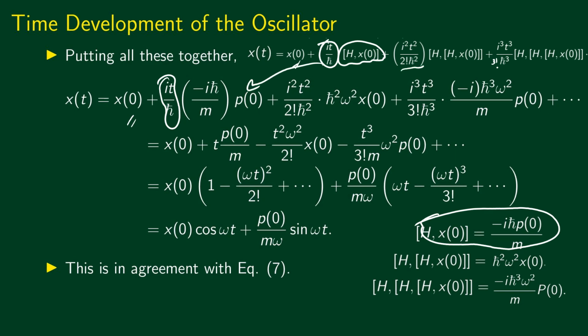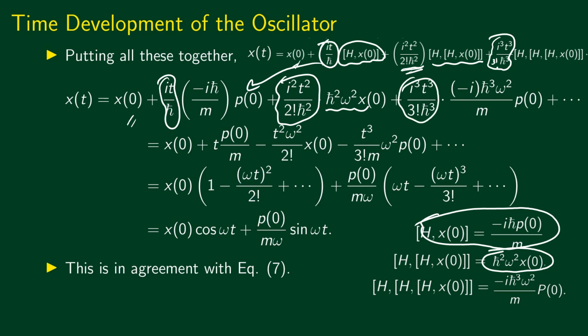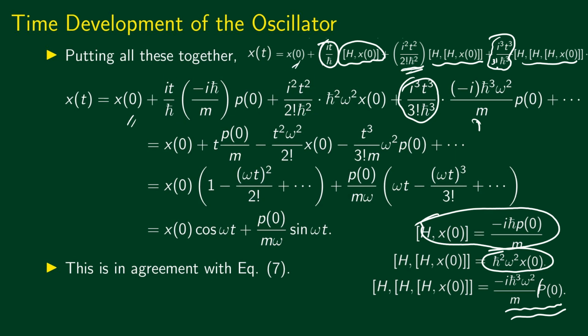And here we have i squared t squared divided by 2 factorial h bar squared, which is this term, multiplying this commutator. And this commutator was h bar squared omega squared multiplying x of 0. So we get the third term here. For the fourth term, we have i cubed t cubed divided by 3 factorial h bar cubed, which is this, multiplying this commutator, which is minus i h bar cubed omega squared divided by m multiplying p of 0. So we just put it in here. Okay, this was just simple substitution.